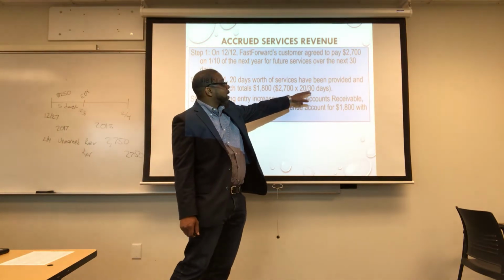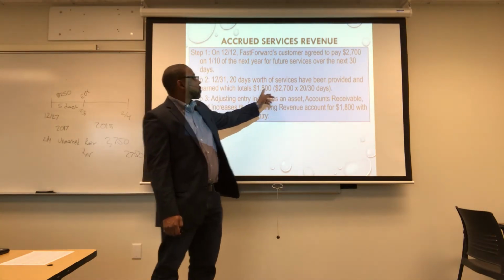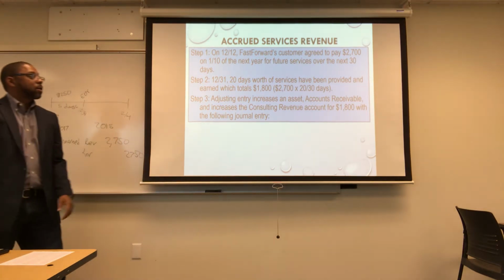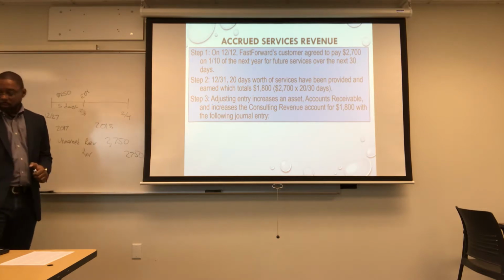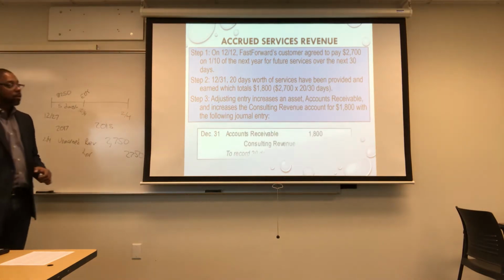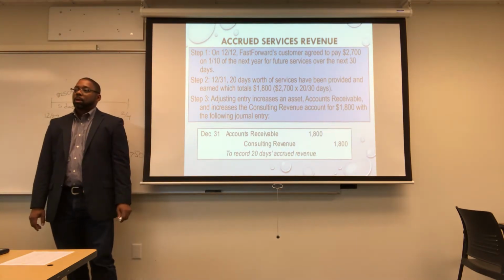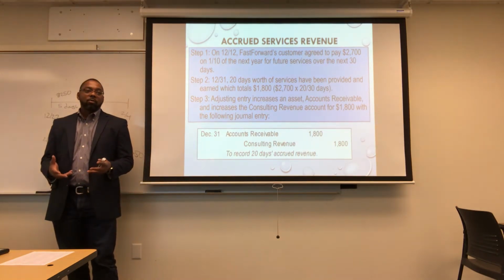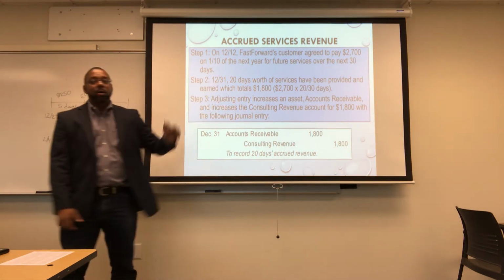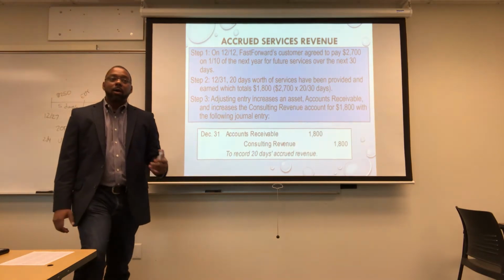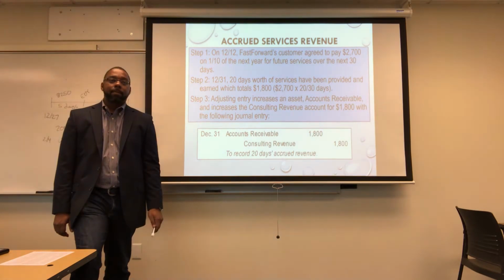So you're going to take the 20 days divided by 30, which is 0.66, times $2,700, you get $1,800. We need to debit our accounts receivable and credit our consulting revenue to put those revenues in that year. That makes sense? Now, have we received those revenues? Have we received the cash for those revenues? No. We're not going to receive it until January 10th. But did we earn the money? Yes. Everyone with me?